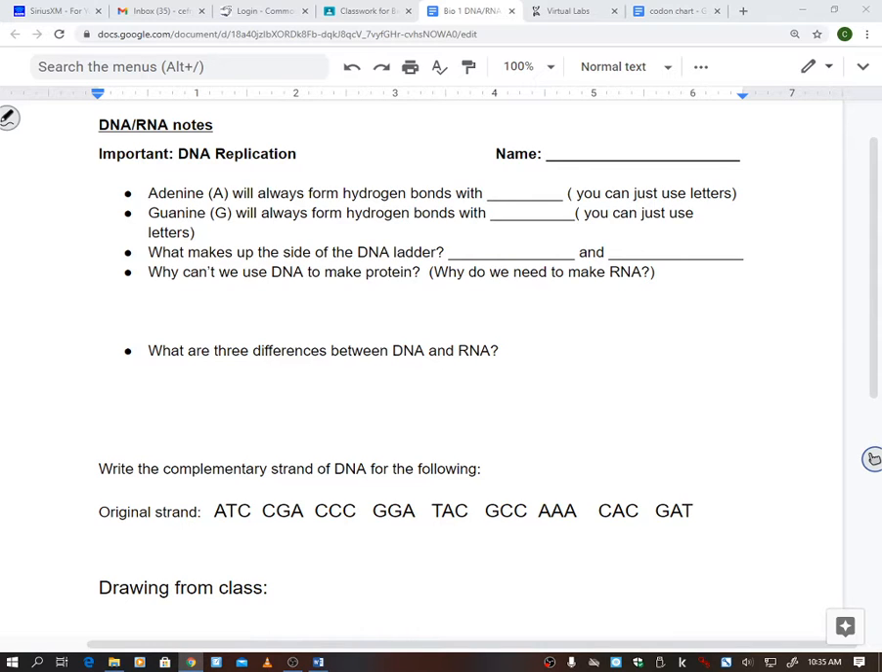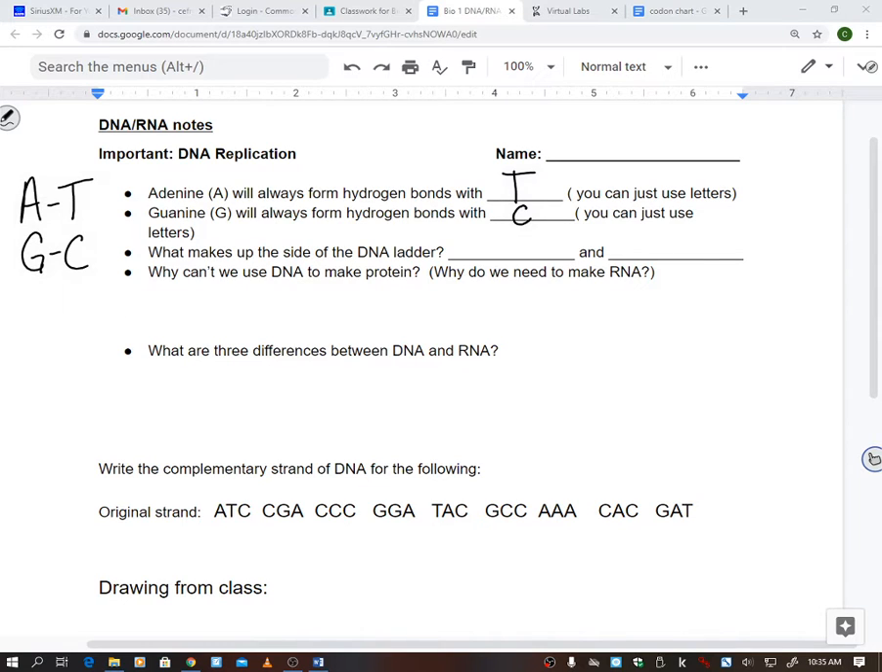Adenine will always form hydrogen bonds with thymine. We use that as a T, so oftentimes we'll just put a T there instead of writing them out. A lot of times we'll just see, hey, A goes with T. Now this is in DNA. We have DNA and we have RNA, and some of you may have heard some things about RNA because of the COVID vaccine. Guanine will always form hydrogen bonds with cytosine, or C. So in DNA, we will always say that G pairs with C.